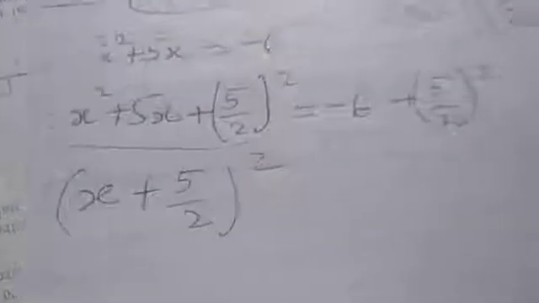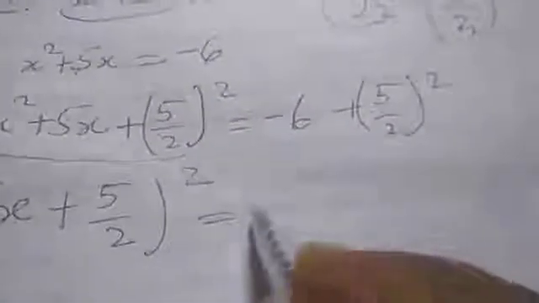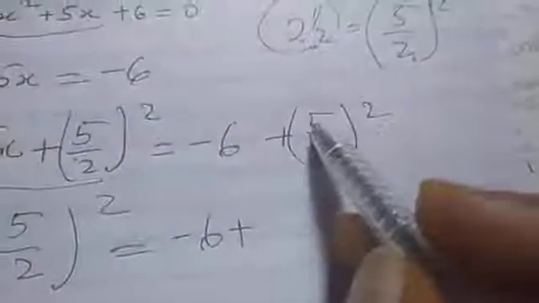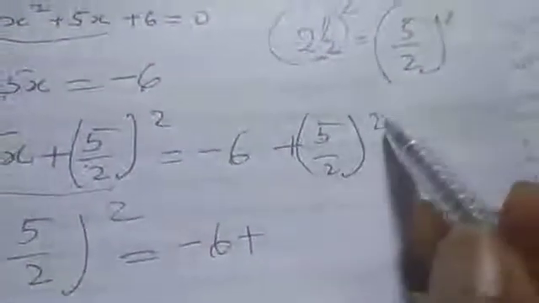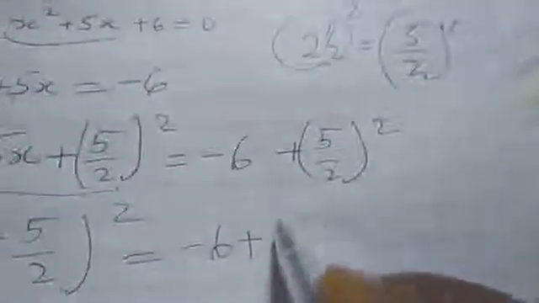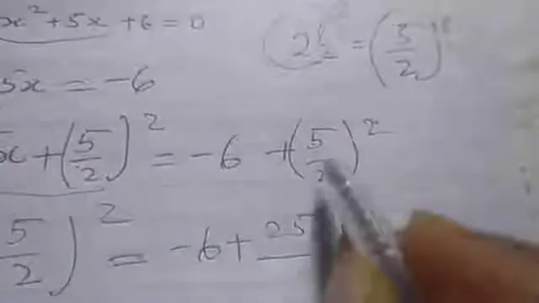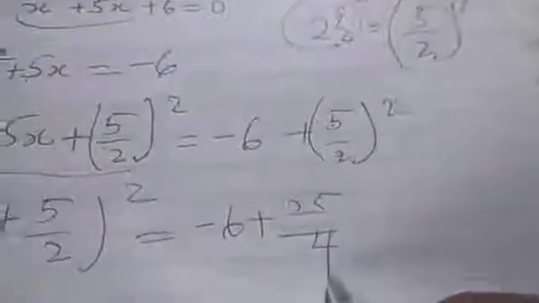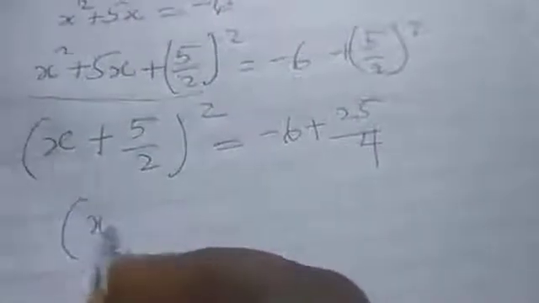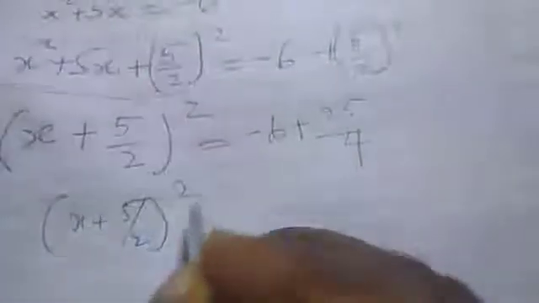So s plus 5 over 2 all squared is equal to minus 6 plus, don't forget, this simply means 5 squared over 2 squared. 5 squared will give me 25, divided by 2 squared, which will give me 4. So we need to simplify this side. This is s plus 5 over 2 squared equal to, let's simplify this.